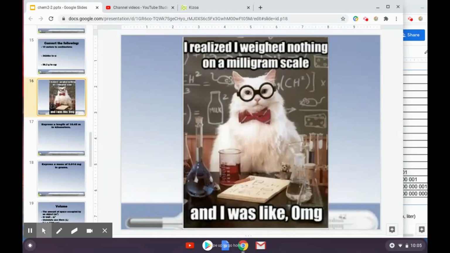So here's our friendly chemistry cat. I like to throw him in here. He's got some wise words on chemistry every now and then. So I realized I weighed nothing on a milligram scale. I was like, OMG.